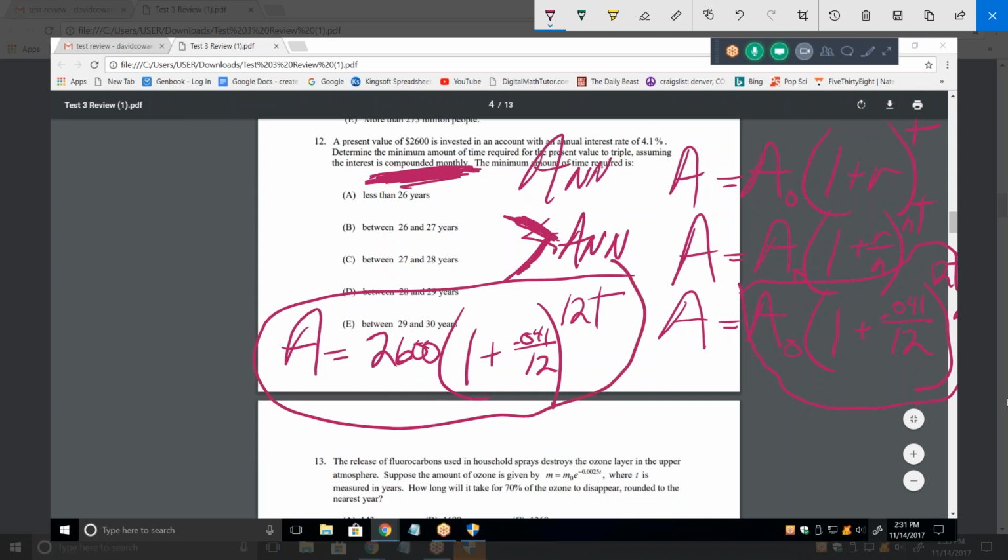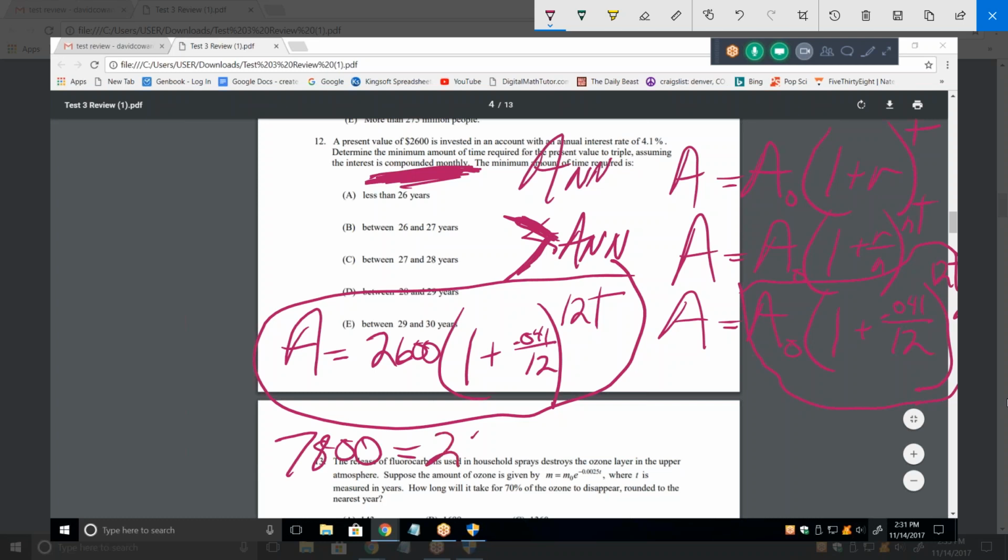Well, not quite. This equation has two variables in it. I've got to get an equation that only has one variable. So what is A? Determine the amount of time required to triple the value. So what does A have to be? It'd be 3 times 2600, right? Yeah, and I think that is 7,800.